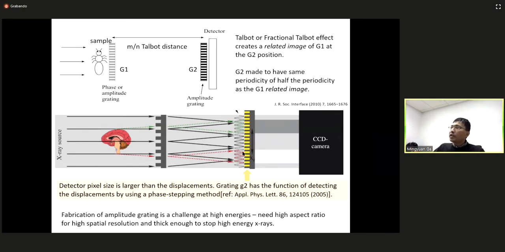So why do we need this analyzer instead of just directly putting the CCD in front of this one? Because the deflection of this beam is usually smaller than the pixel size of the camera. The camera doesn't have the resolution to resolve the small deflection. That's why we need to use the grating to decouple the signal from the small deflection. This is called the phase stepping method. If you want to look at details, you can go to this reference.